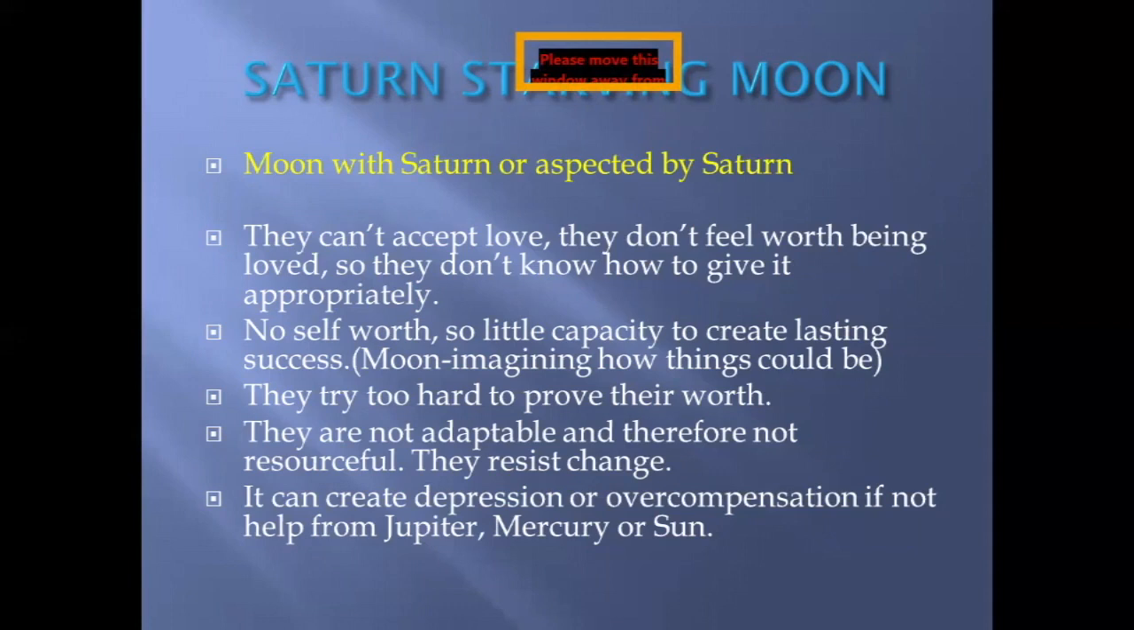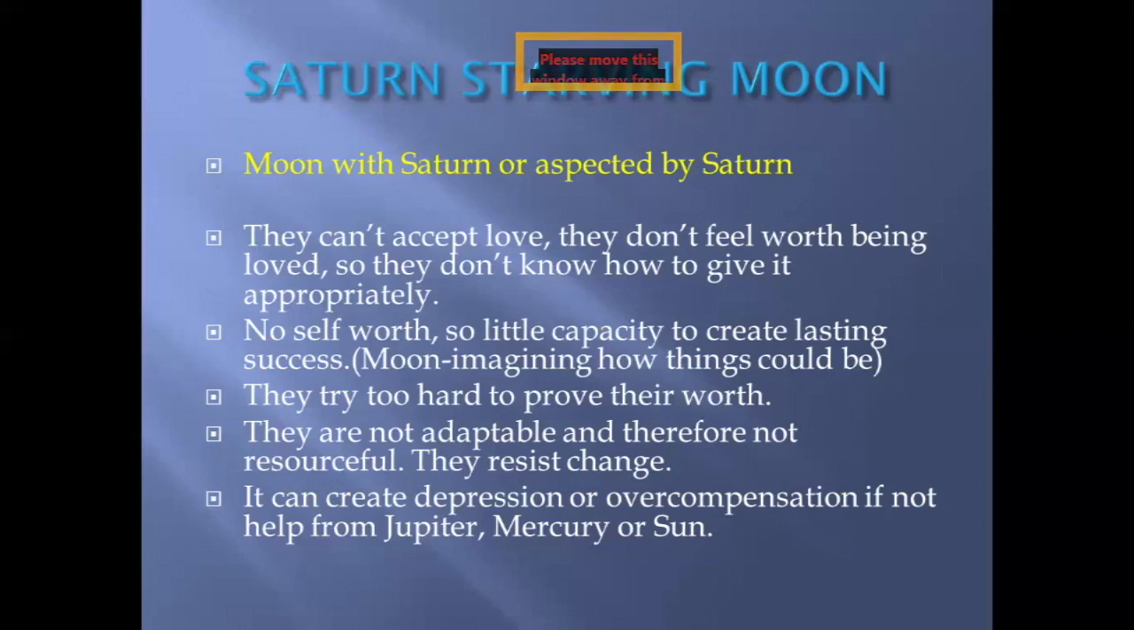So what will happen when we've got this Avashta? The person will not be able to accept love. They will not feel worth being loved. And they will not be able to give it appropriately either because of that. So they will have very low self-esteem and little capacity to create lasting success. Yeah, remember we said that the moon is imagining how things could be. So they will not have that capability.